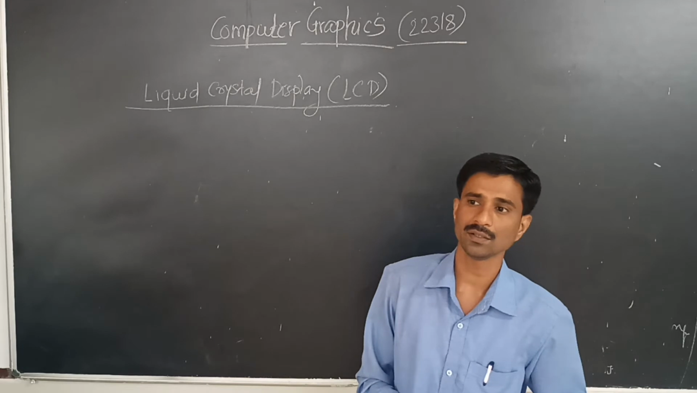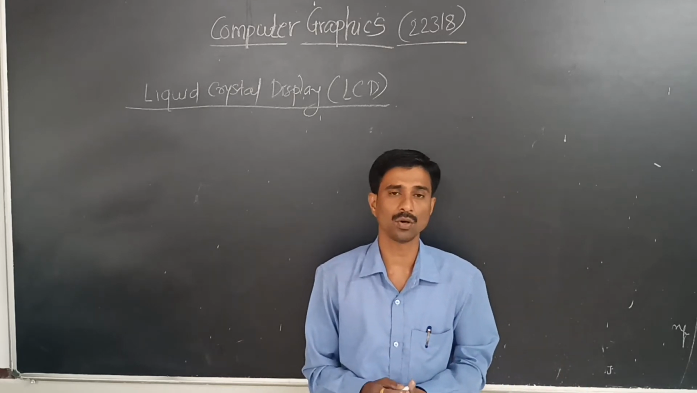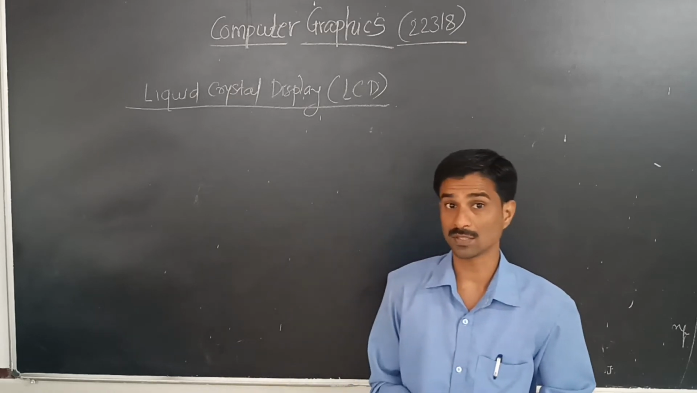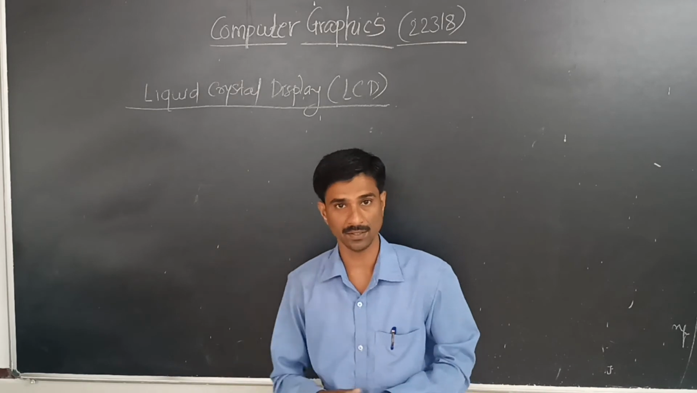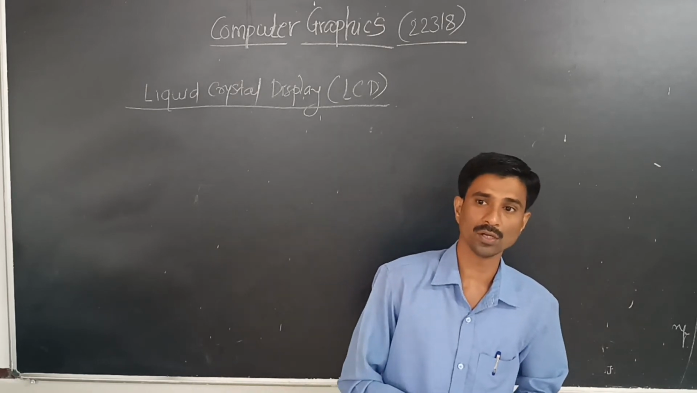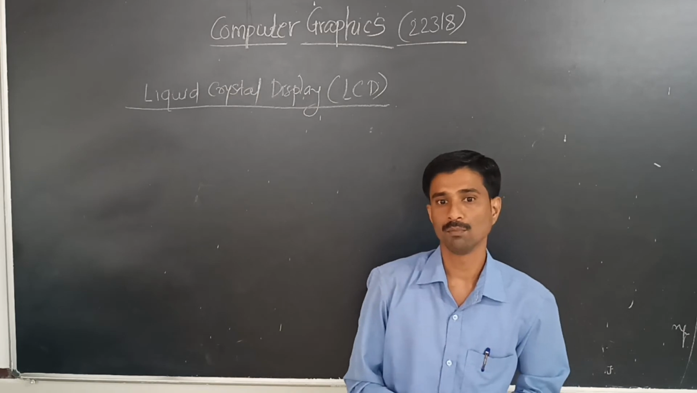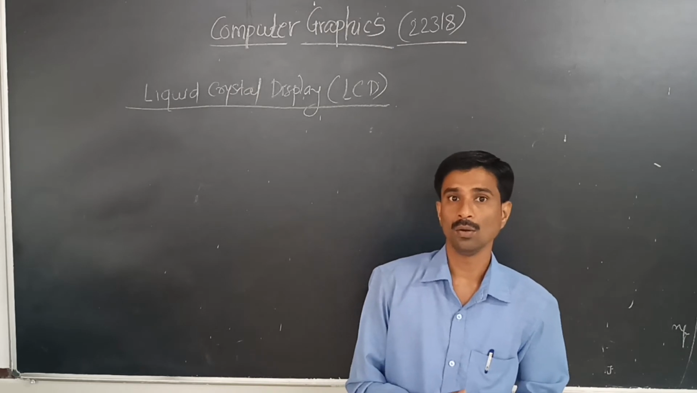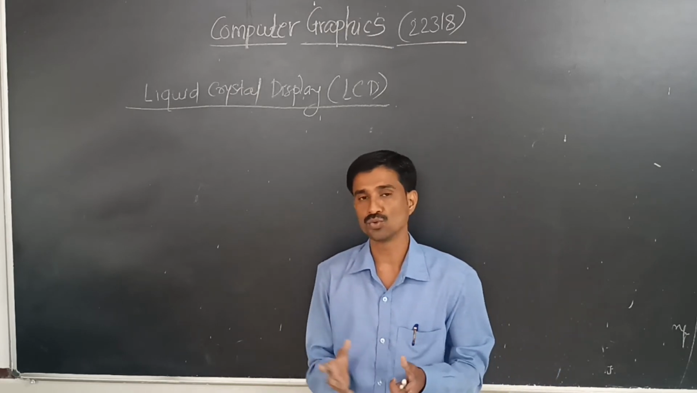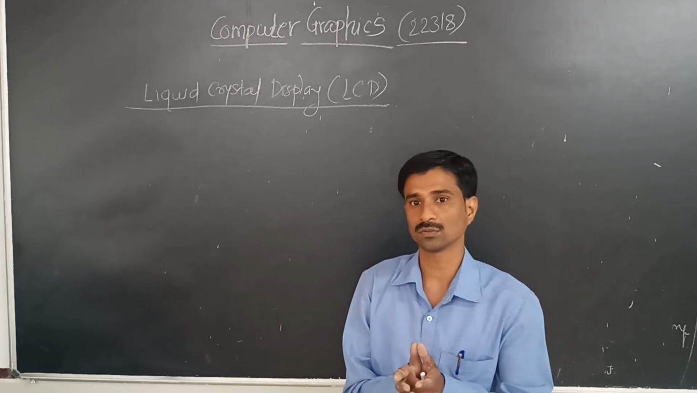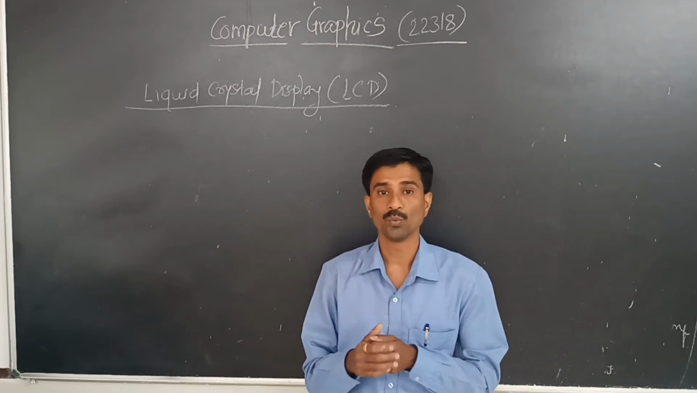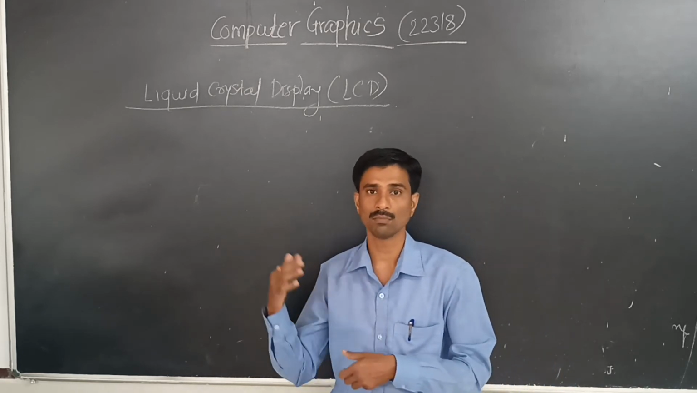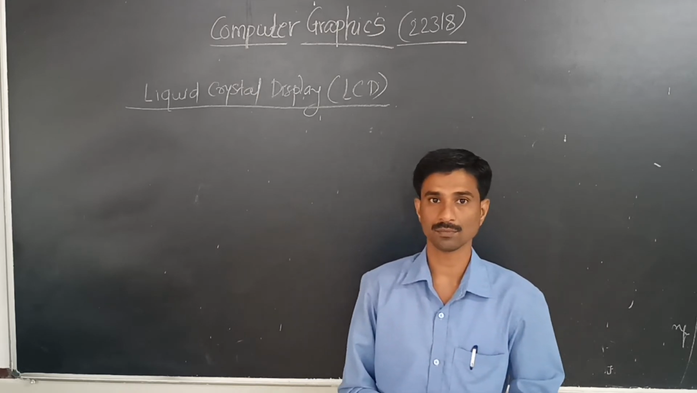Here the LCD is based on the blocking of light mechanism. The principle of LCD is based on the blocking of light. Means there is one light source, but by using these polarizers, electrodes and the nematic crystal, we can decide how much amount of light should be passed from one polarizer to the other polarizer.